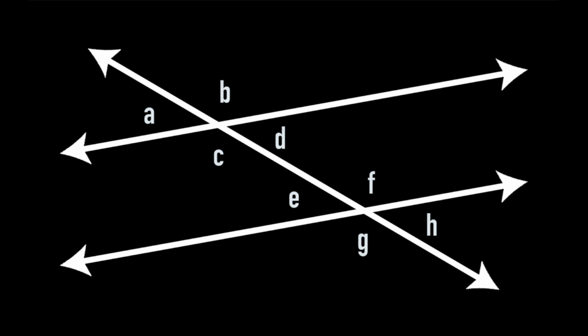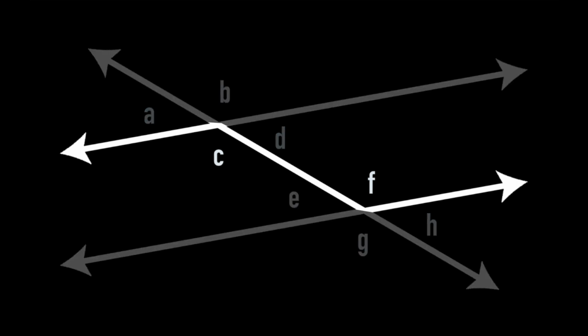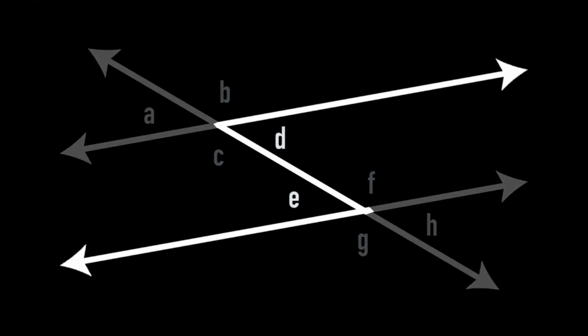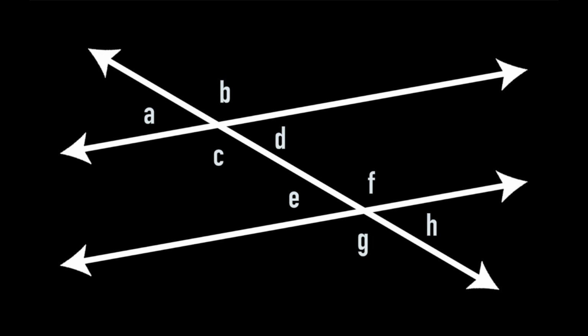Now, which angles here are both alternate and interior? That's right. Angles C and F are alternate interior angles. Also, angles D and E are alternate interior angles. And, once again, alternate interior angles will have the same measurement.